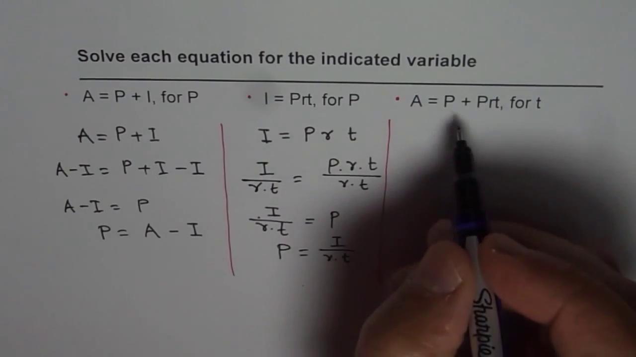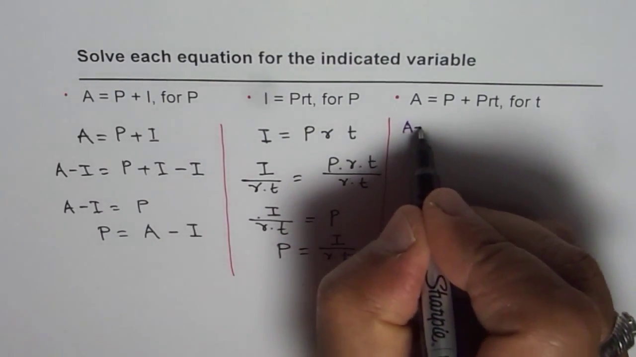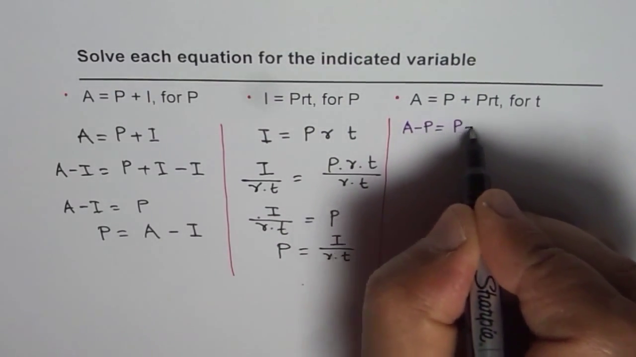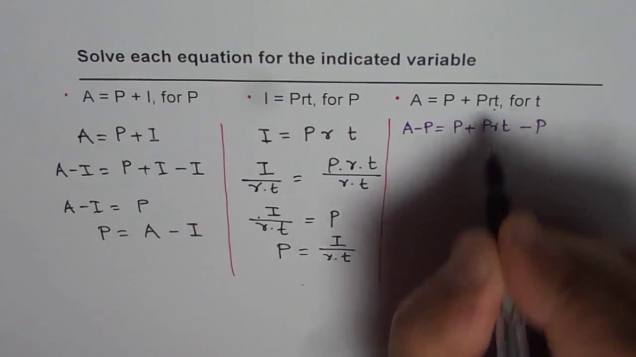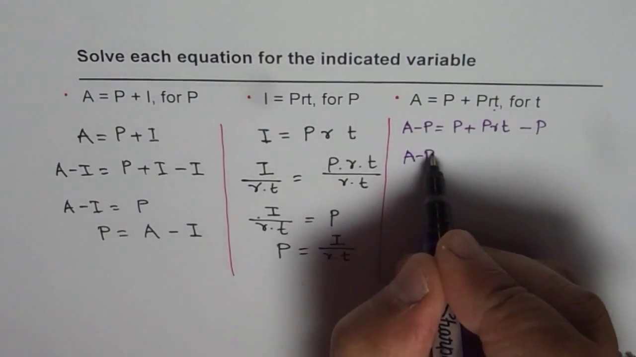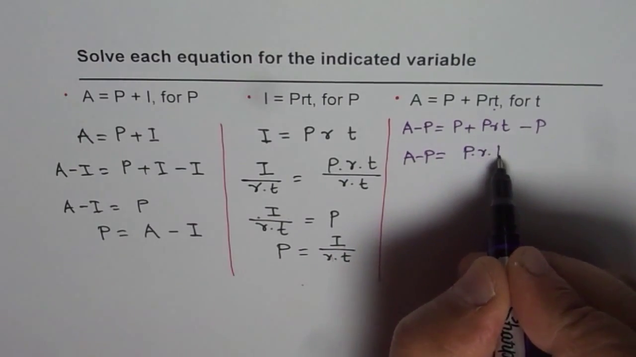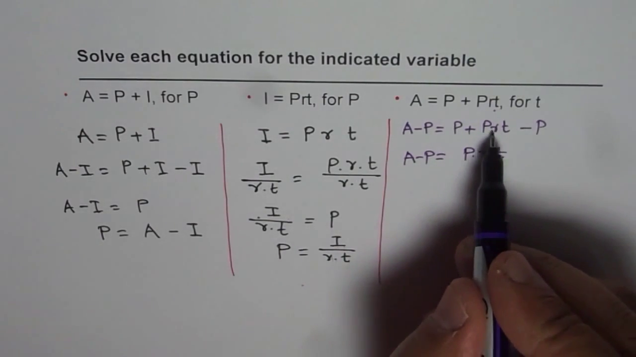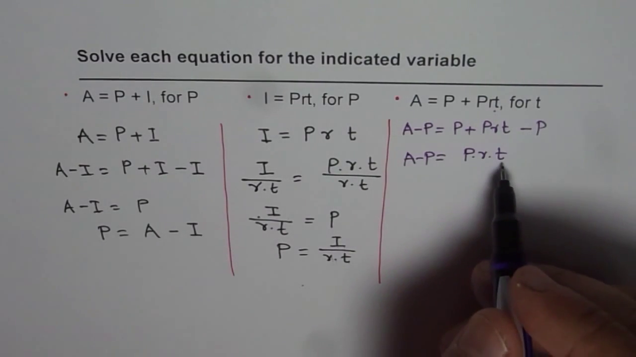Okay, so the first step here is to take away P. So it is A minus P equals P plus PRT minus P. We are trying to isolate time, T. So we get A minus P equals P minus P is 0, left with P times R times T. If no operator is given in between, it means multiplication. To isolate for time, we need to divide by P and R.